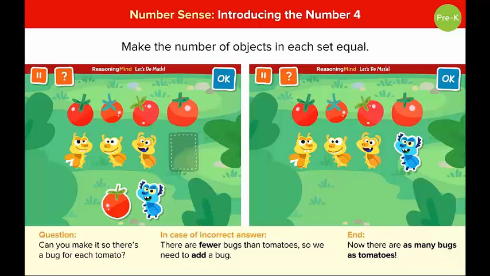So the next step is to sort of make the equality 3 plus 1 equals 4, but in pictures. You can see, can you make it so there's a bug for each tomato? There are fewer tomatoes, so we need to add. Now there are as many bugs as tomatoes. And so that right-hand screen is a picture of the equality 3 plus 1 equals 4 that we're going to make numerically in what follows.